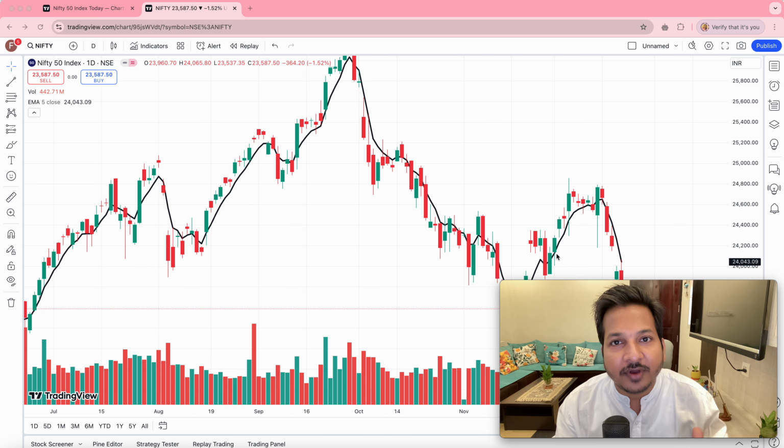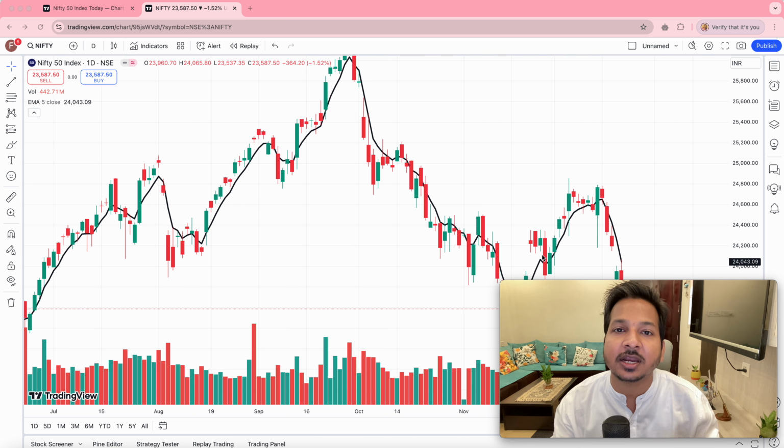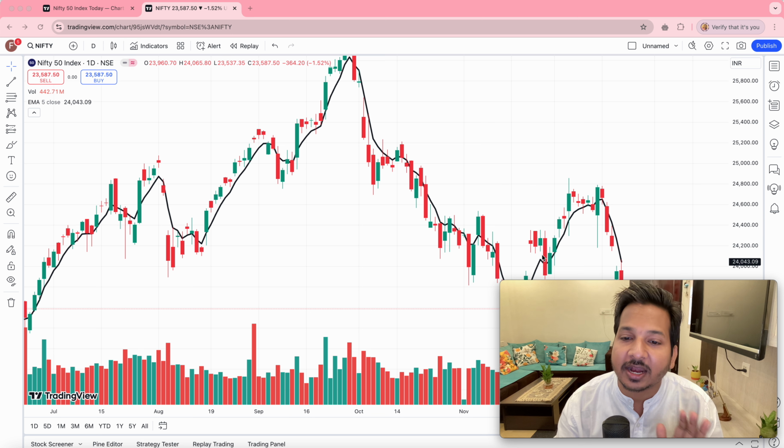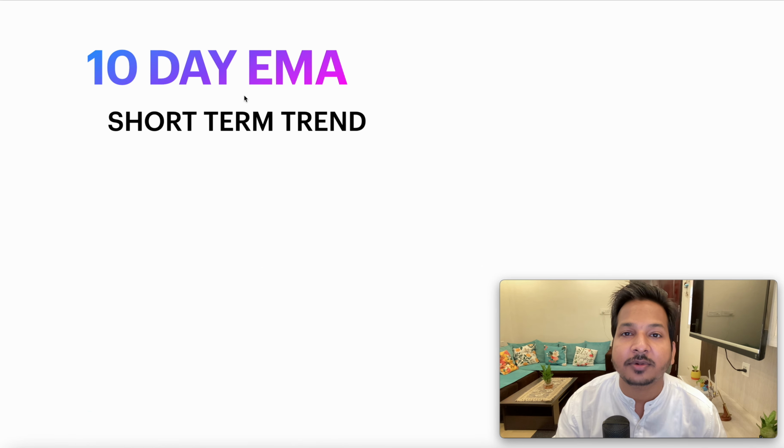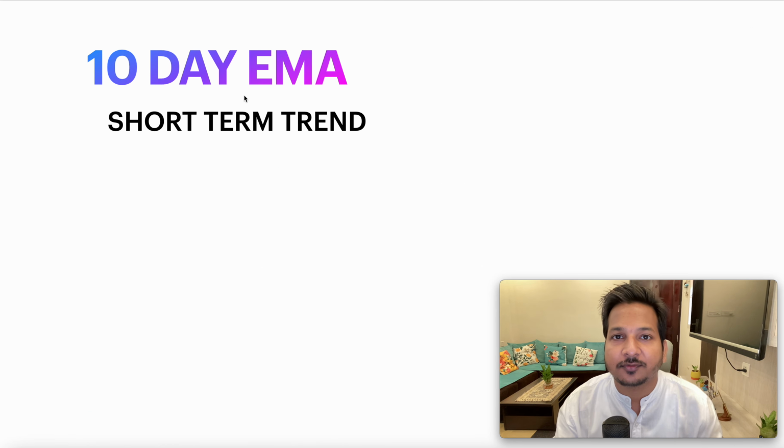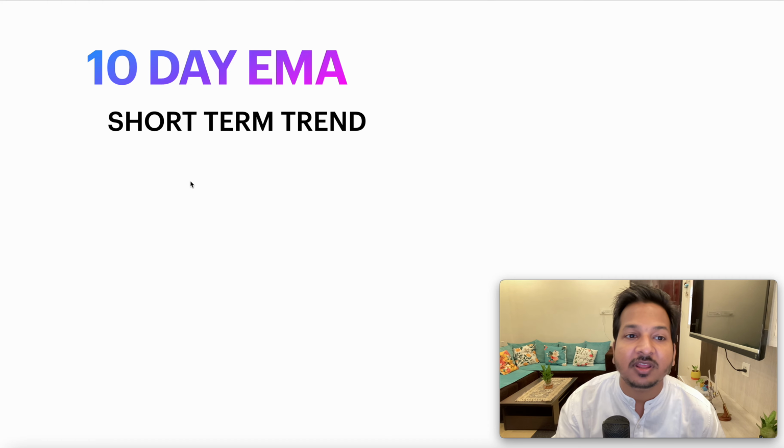So here, when there is 4-5 days of continuous momentum, when there is very high momentum, you can ride that momentum with the 5 EMA. Okay, so next we'll talk about the 10-day EMA. The 10-day EMA shows a short term trend. When a trend starts for a week to a month, you can play with the 10 EMA.